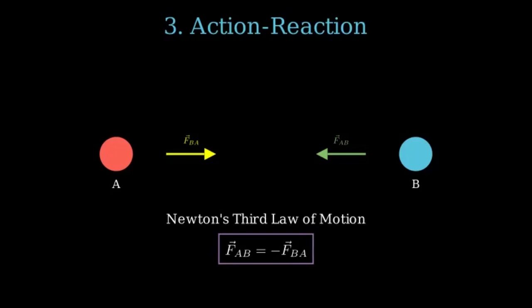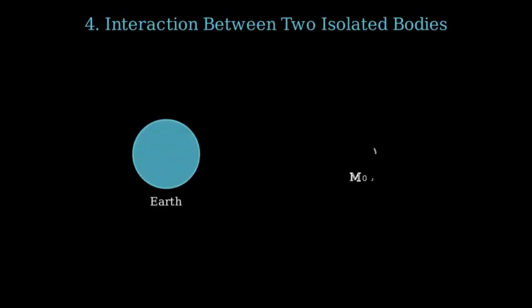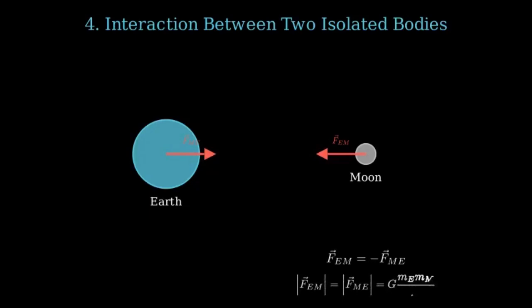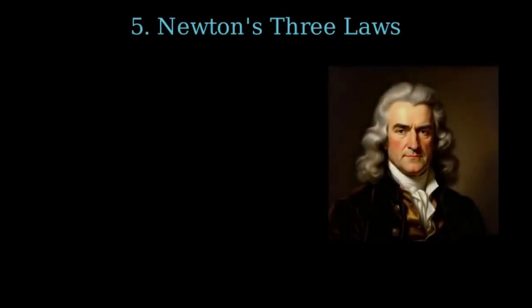When two isolated bodies interact, like the Earth and Moon, they exert equal and opposite gravitational forces on each other. The magnitude of these forces is given by Newton's law of universal gravitation. The force equals the gravitational constant times the product of the masses divided by the square of the distance between them. Newton's three laws of motion provide the foundation of classical mechanics.